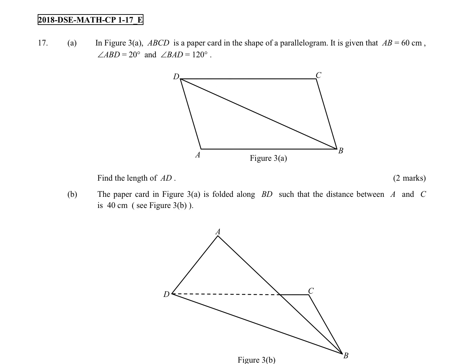So this video will be about a conventional question in paper 1 of DSE about application of trigonometry in three-dimensional figures. So we are given a parallelogram. AB is 60 cm. Angle ABD is 20, and then angle BAD is 120. And then we want to find AD.